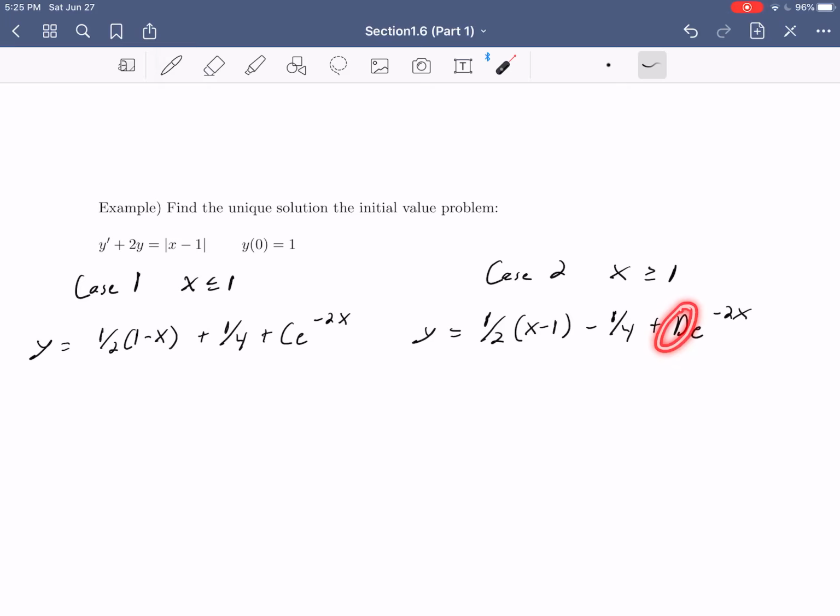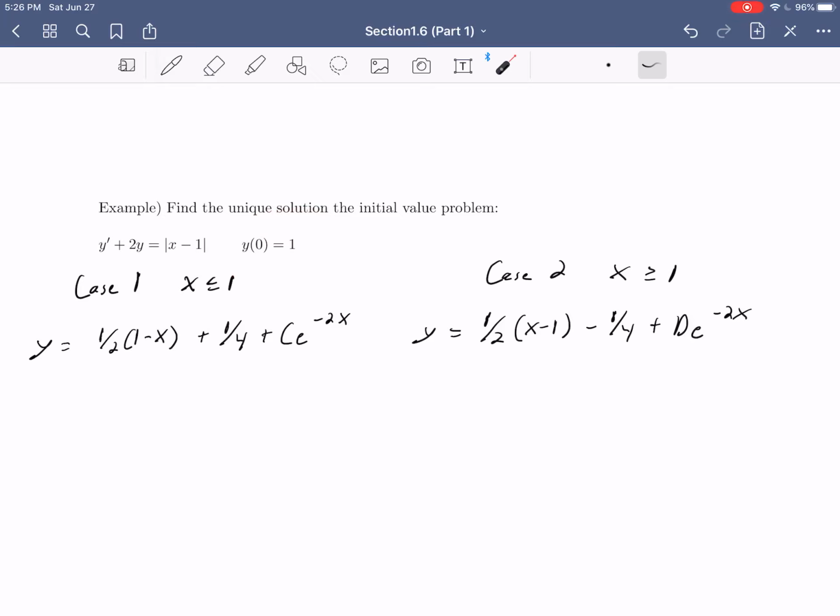Because this constant basically has to be chosen to assure that the two pieces are continuous. But we don't need to solve in general. We want to solve this initial value problem. So we can actually use this to determine one of the constants and then determine the other based on the first one. So how do we use this?